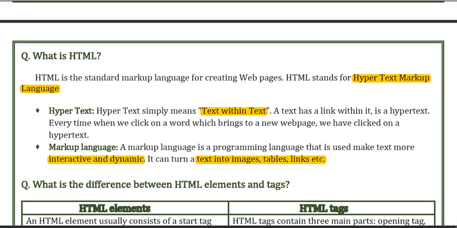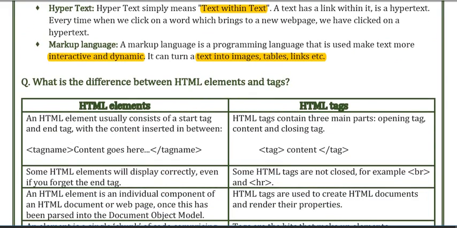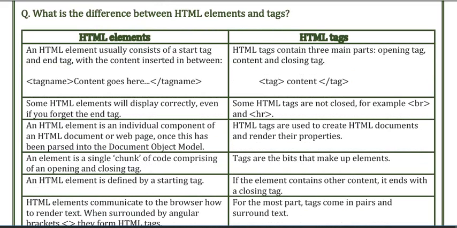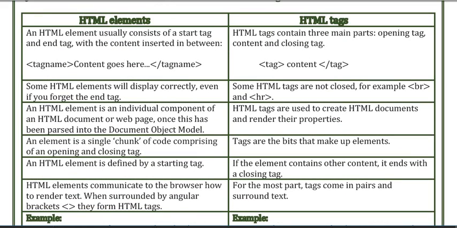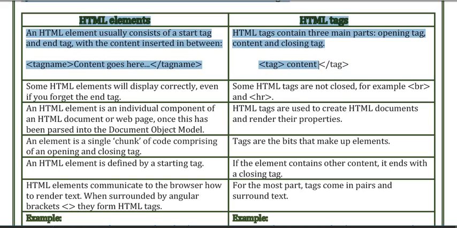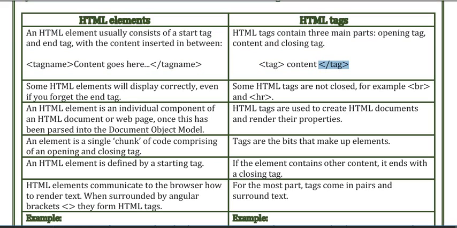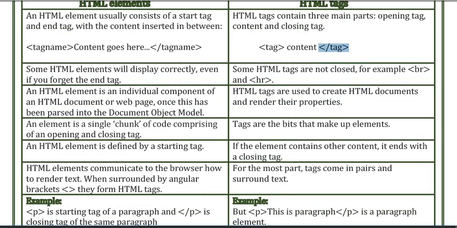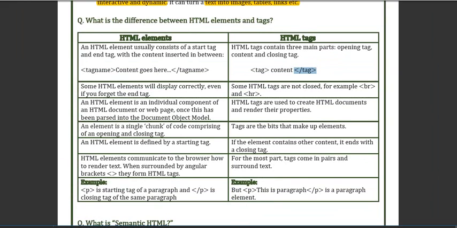And it is also a markup language. That's the reason it is known as HTML, which is Hypertext Markup Language. Now, HTML elements and HTML tags. An HTML element usually consists of a starting tag and an ending tag. And an HTML element contains three main parts: the opening tag, then the content, and then the closing tag. That's the major difference between an HTML element and an HTML tag. Here are some differences between HTML elements and HTML tags. This question is of medium level importance from your exam point of view. Have a snap of this one.